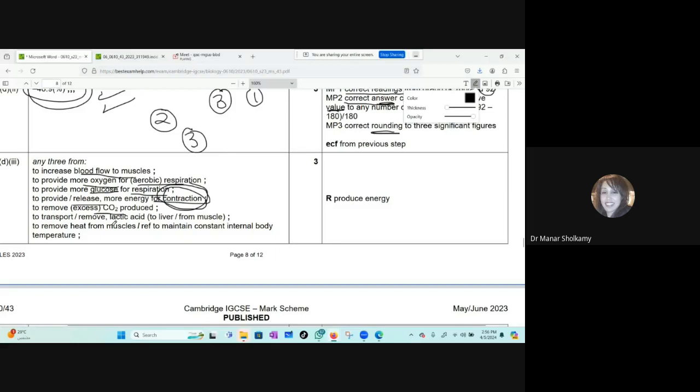So this first column, during exercise, why does the heart rate increase? Now, if you don't believe that all this needs to be written, look at the mark scheme. Where is the mark scheme? The mark scheme is here. Where is it? It's gone.